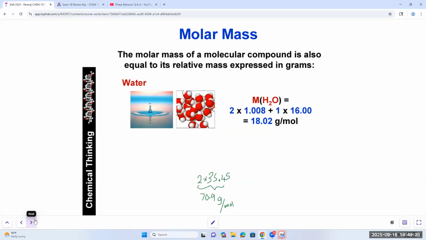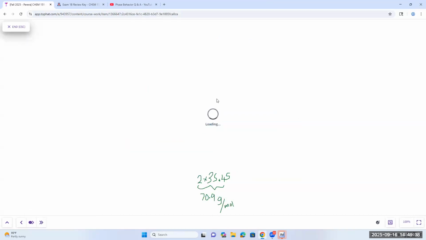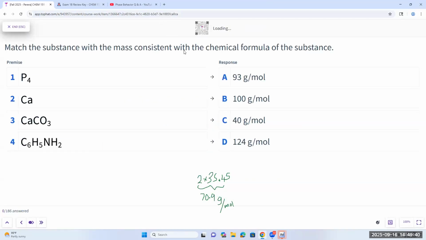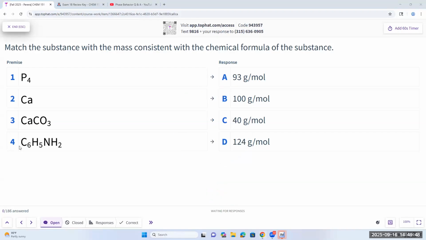We can do the same thing for chemical compounds as well, right? The relative mass of H2O is 18. You take the gram amount of that, which contains 1 mole of H2O. So therefore, the molar mass of H2O is 18 grams per mole. And carbon dioxide is 44 grams per mole. Same thing. All right, with that, let's try this. Here you go. And then we're going to do some practice problems.